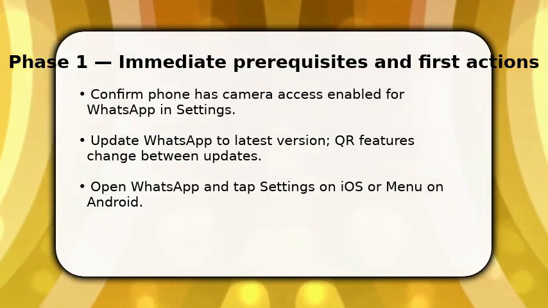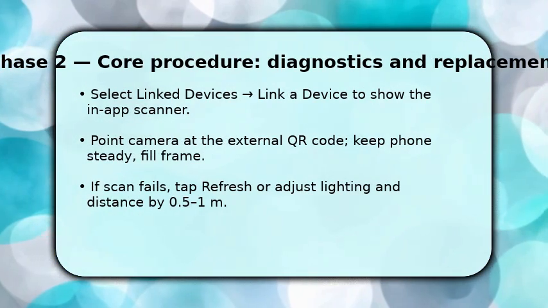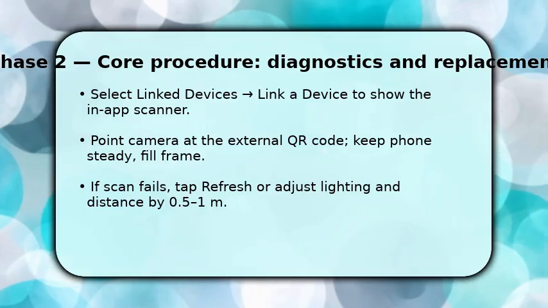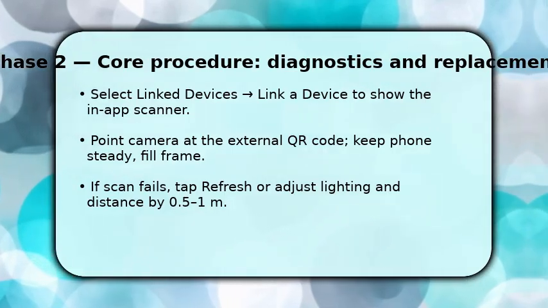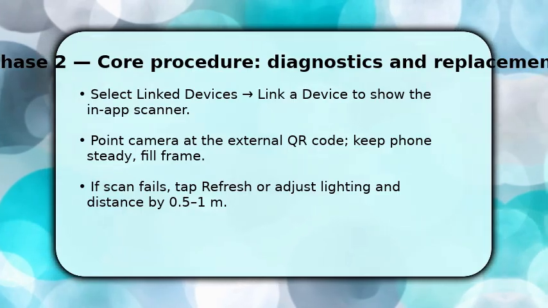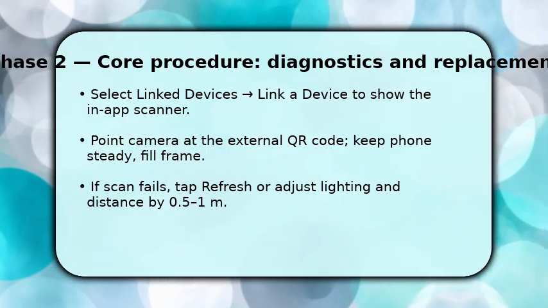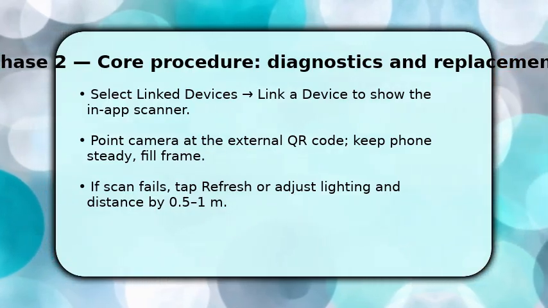You now run the actual scan. Tap linked devices, then link a device to open WhatsApp's built-in scanner. Position your phone so the QR code fills the scanning frame. Move closer or back about 0.5 to 1 meter until the app focuses. Hold steady. The app detects the pattern and processes it automatically.